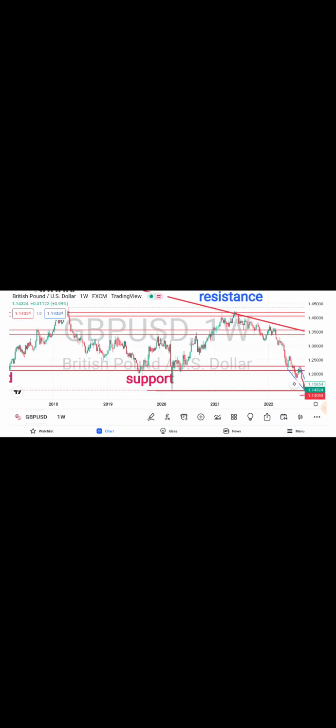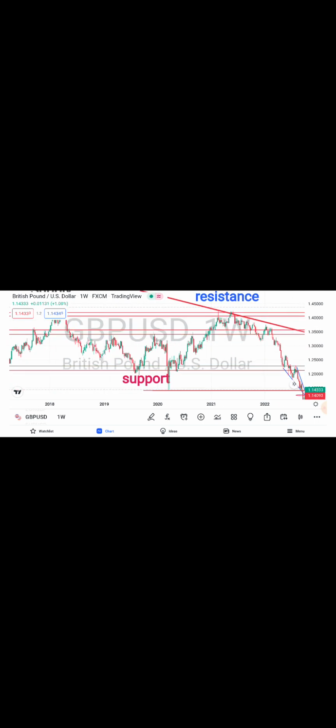Mind you, these are major zones in the market because we are on the GBP USD 1 week time frame. I think I will make a separate video defining what major and minor support and resistance zones are. If you want me to make that video, just put it down in the comment section.